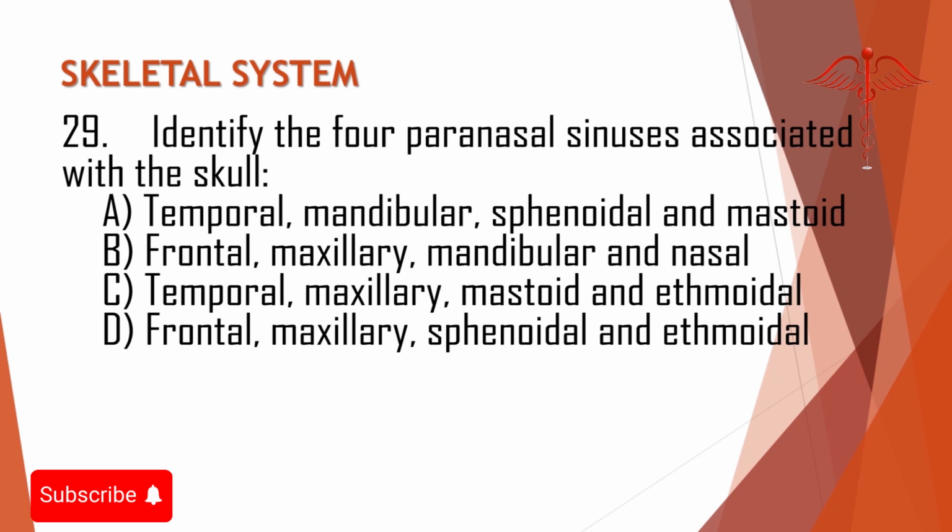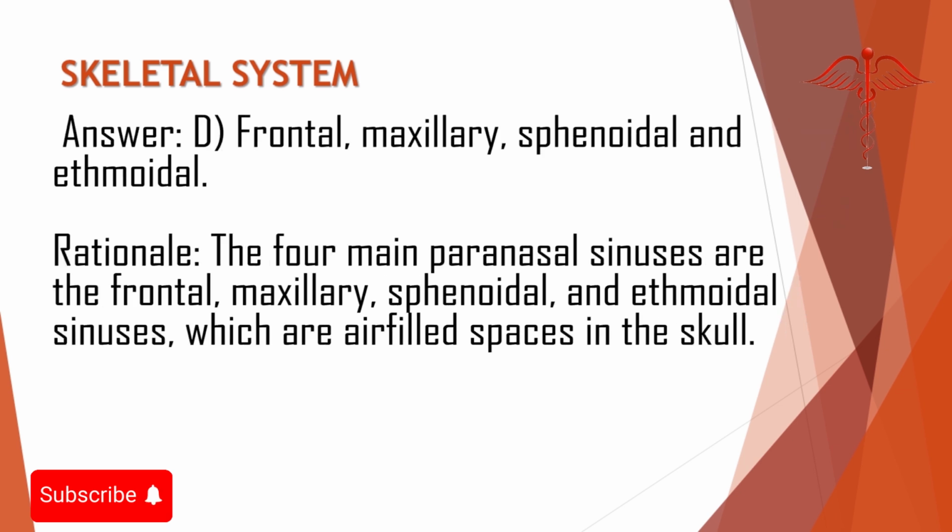29. Identify the 4 paranasal sinuses associated with the skull. A. Temporal, mandibular, sphenoidal and mastoid. B. Frontal, maxillary, mandibular and nasal. C. Temporal, maxillary, mastoid and ethmoidal. D. Frontal, maxillary, sphenoidal and ethmoidal. Answer: D. Rationale: the 4 main paranasal sinuses are the frontal, maxillary, sphenoidal, and ethmoidal sinuses, which are air-filled spaces in the skull.